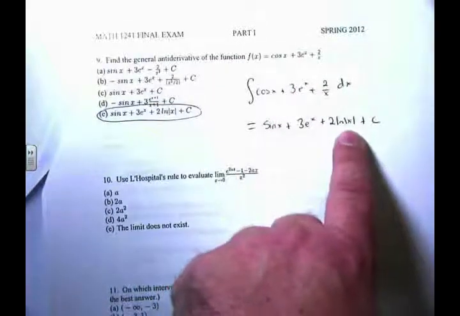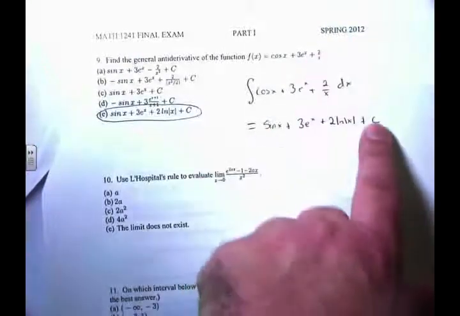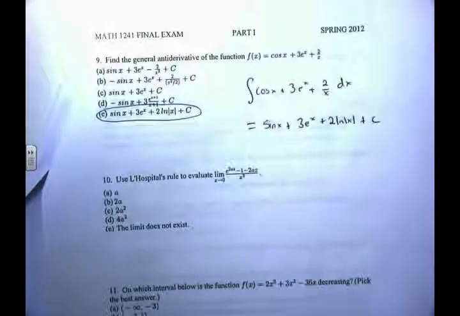What's the derivative of 2 natural log of x? Well, 2 is a constant. The derivative of natural log of x is 1 over x. There it is. The derivative of a constant is 0, so I get back where I started from. Good way of checking it. Keep those derivative rules in your mind.